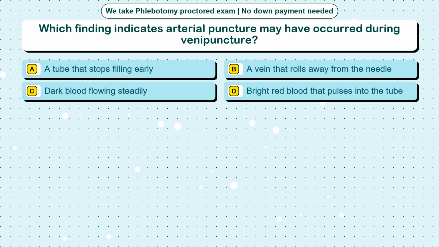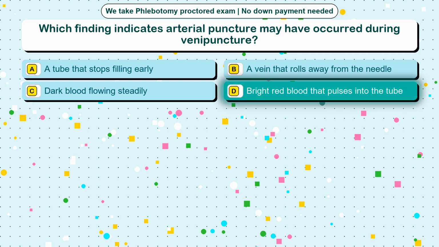Question 63. Which finding indicates arterial puncture may have occurred during venipuncture? Option A. A tube that stops filling early. Option B. A vein that rolls away from the needle. Option C. Dark blood flowing steadily. Option D. Bright red blood that pulses into the tube.